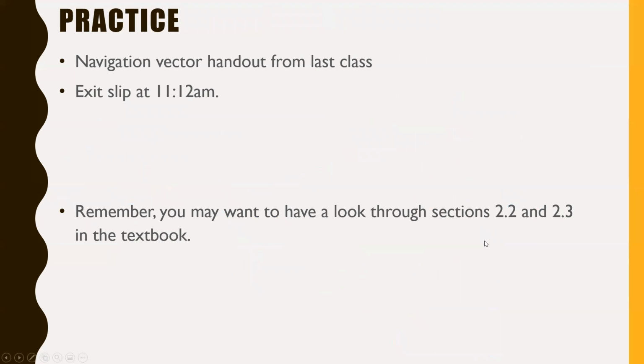So for practice, you can use that navigation vector handout from last class, or even any of the previous ones. There's like 2 or 3 we've done since. I know it says an exit slip. That was from another time. You notice even those times don't line up. Don't even worry about that.